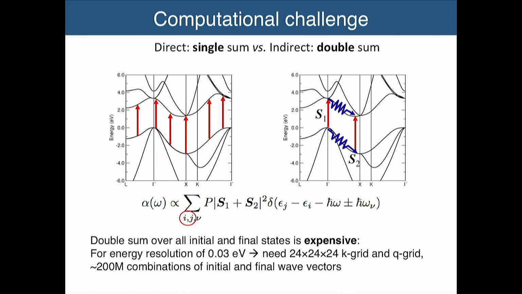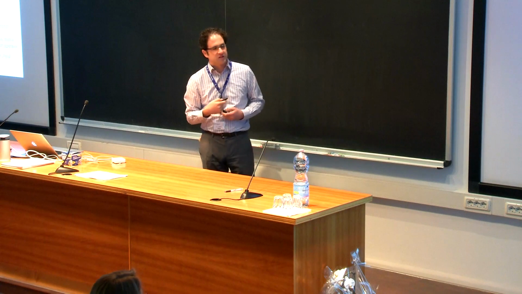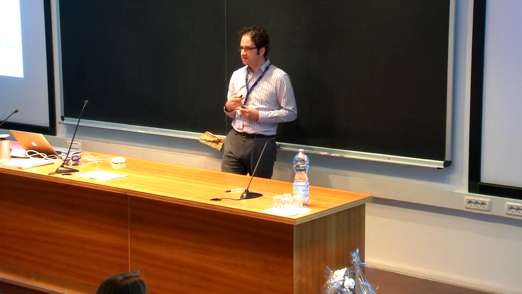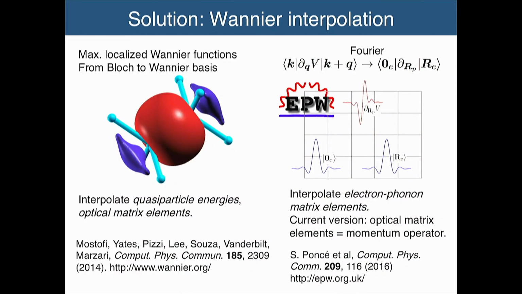If you account for all possible combinations, that gives you about 200 million combinations. So even though calculating one of these diagrams is relatively easy, it takes less than an hour for silicon, if you multiply by 200 million, that's a lot. That's why trying to approach it in a brute force way is basically hopeless. And that's where Wannier interpolation comes in. This is really one of the examples where the power of Wannier interpolation evidences itself.